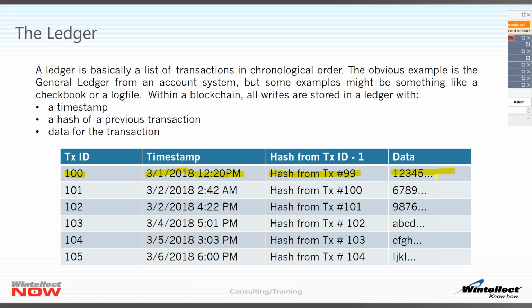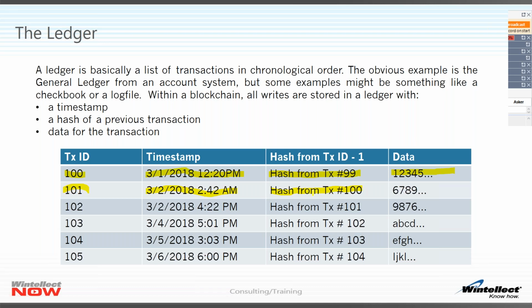Now, with the next record that comes in, I get an ID of 101. It gets a new timestamp, which should be after the previous record in the ledger. And notice it's got the hash from the previous record in here. This is important in a blockchain because it allows you to make each record contingent upon the previous record, going all the way back to the beginning. And this is how you get the chain, so to speak, in the blockchain.